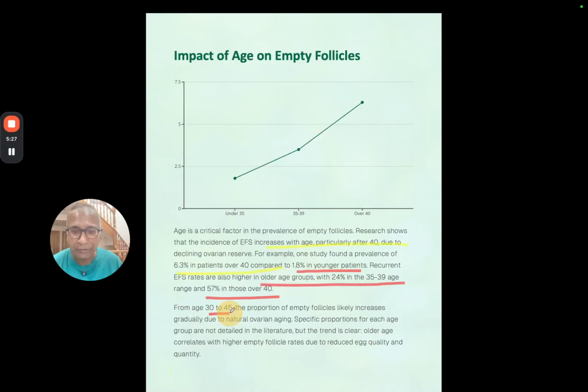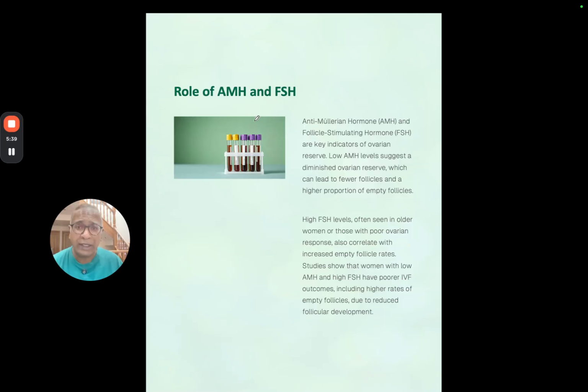From the age of 35 to 40, the proportion of empty follicles increases due to natural aging of the ovaries, and the specific proportion for each age group is not detailed in the literature, so we do not know that. If you look at the role of AMH and FSH, two markers of ovarian reserve, the AMH and the follicle stimulating hormone are key indicators of ovarian reserve.